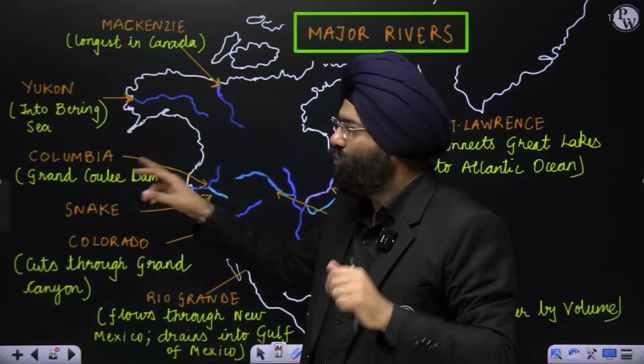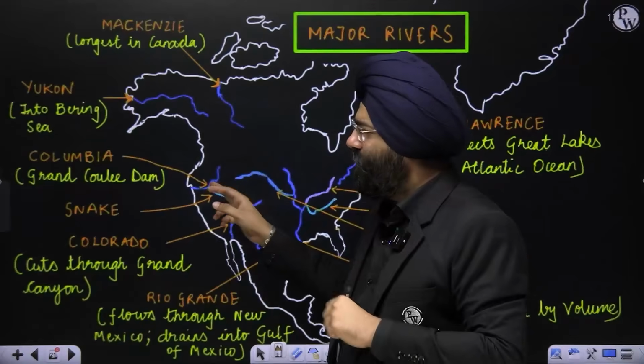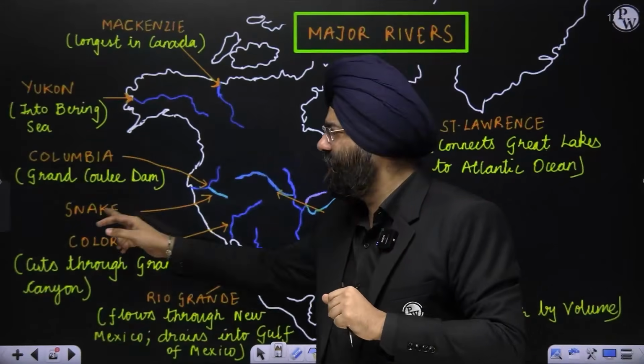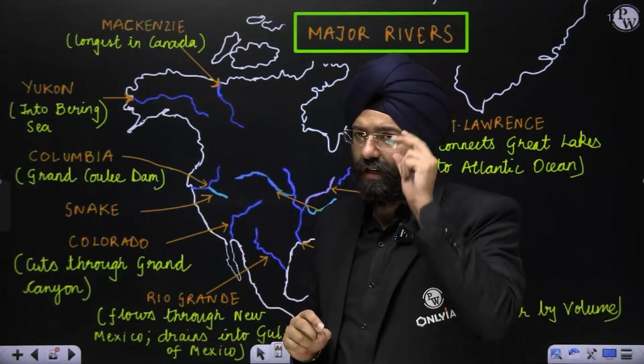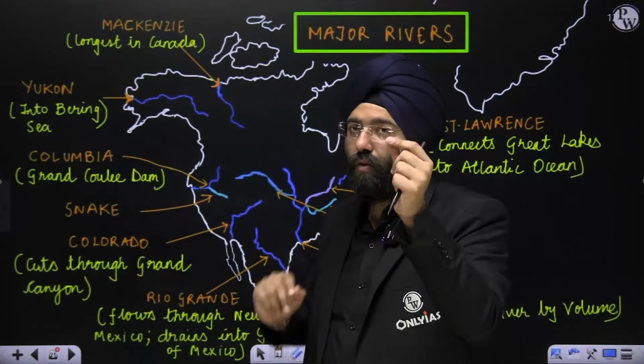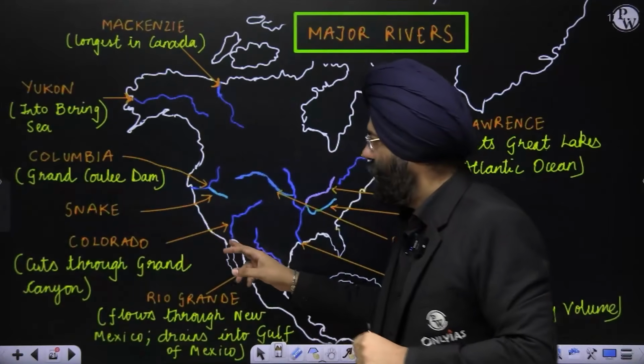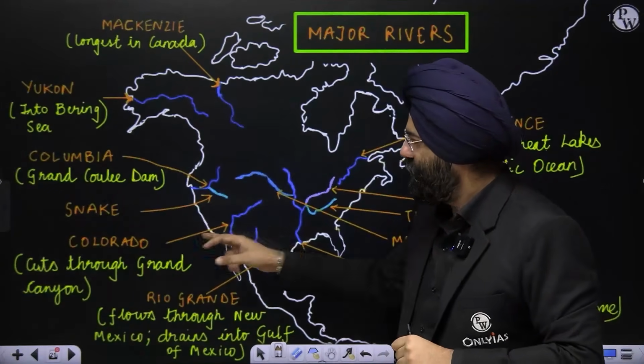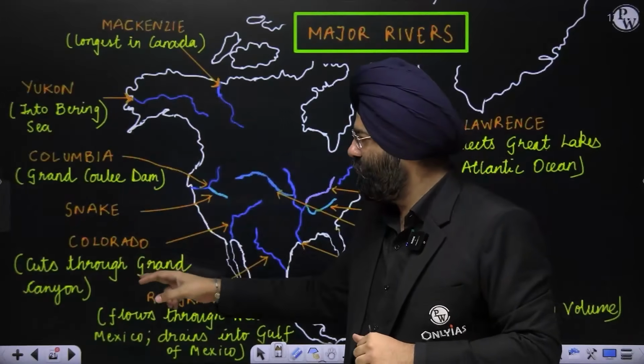Now it has a Grand Coulee Dam, as I already mentioned. It is a very important tributary, known as the Snake River. You should always remember, they can ask you, Snake River is a tributary of Colorado. No, it is a tributary of Columbia. Now, again, an important river over here is the Colorado River. Now this cuts through the Grand Canyon.